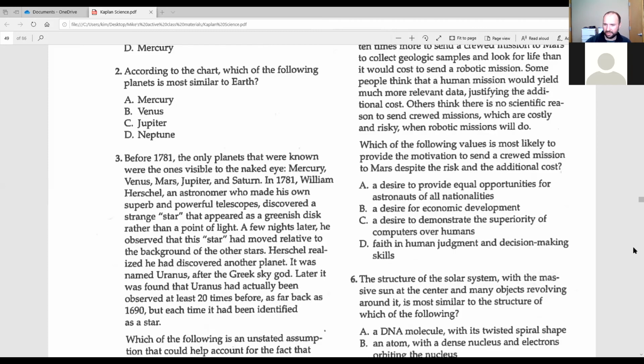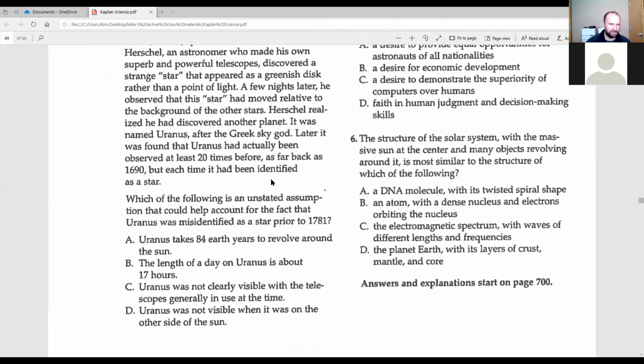And then the last question here, and this is kind of a bizarre question, but one that I kind of like in a way that it makes you think. It takes what we talked about today and applies it to something totally different. It says the structure of the solar system, with the massive sun at the center and many objects revolving around it, is most similar to the structure of which of the following?